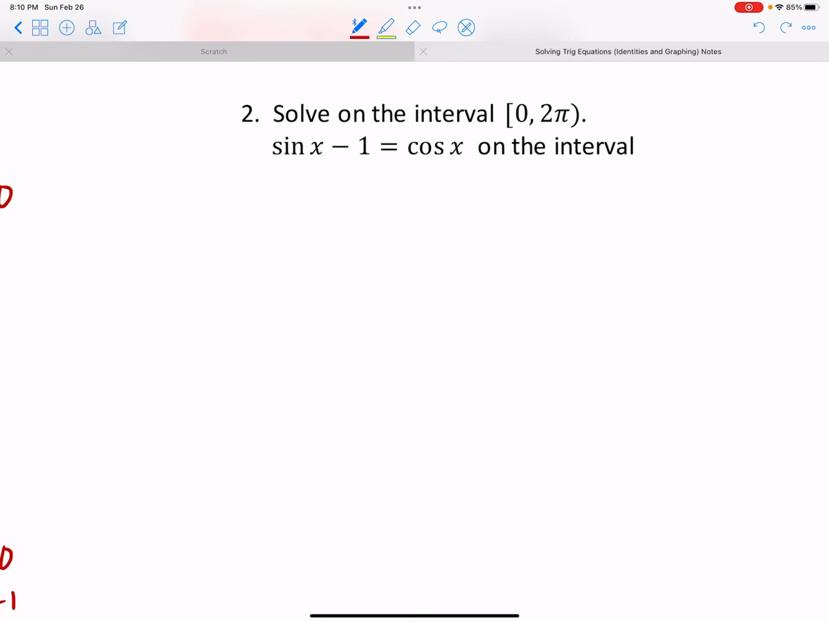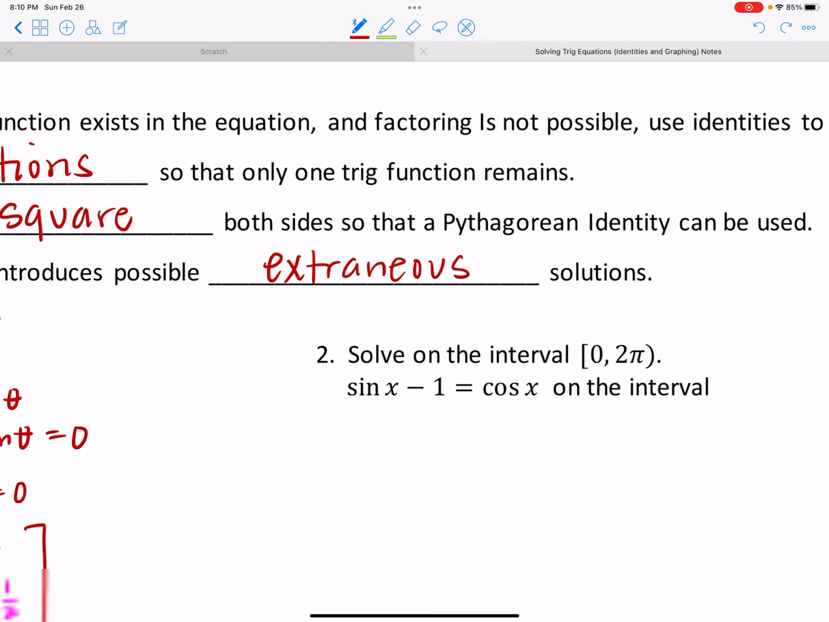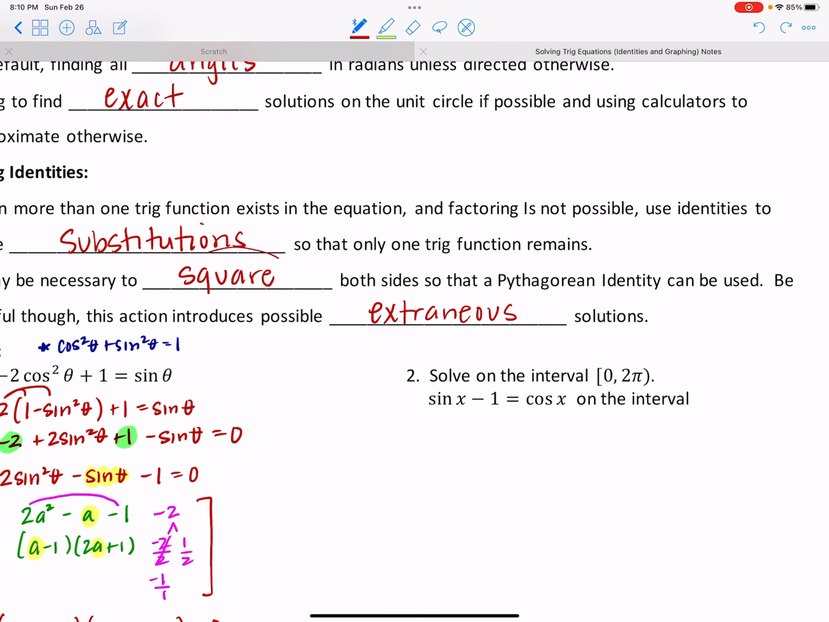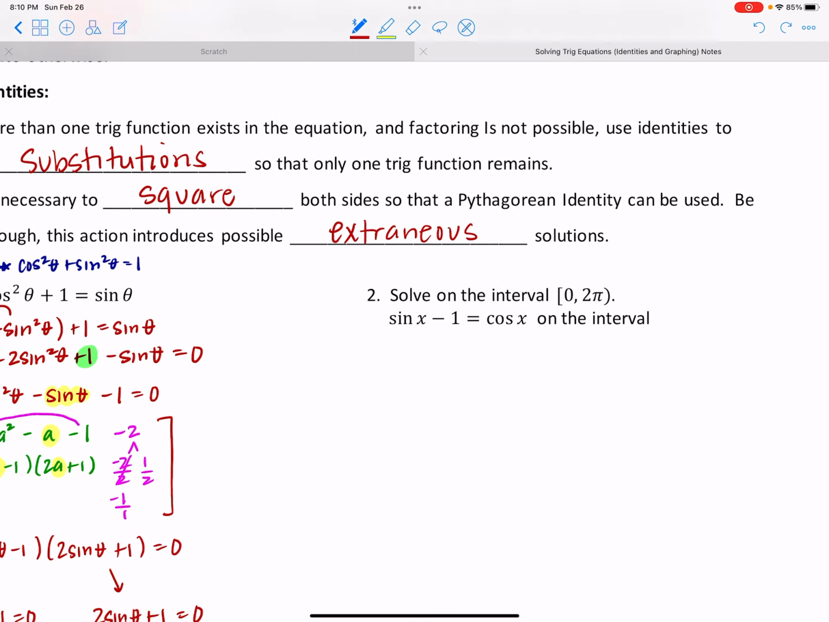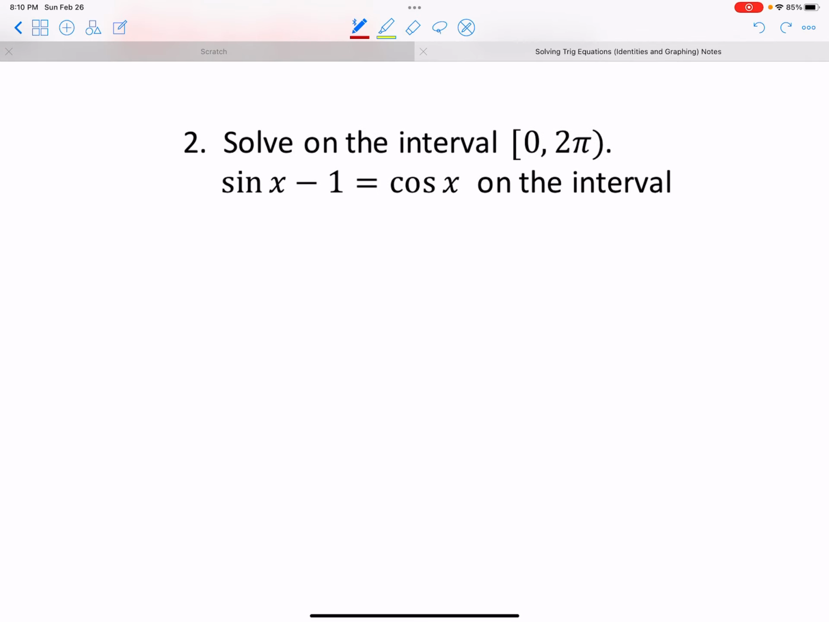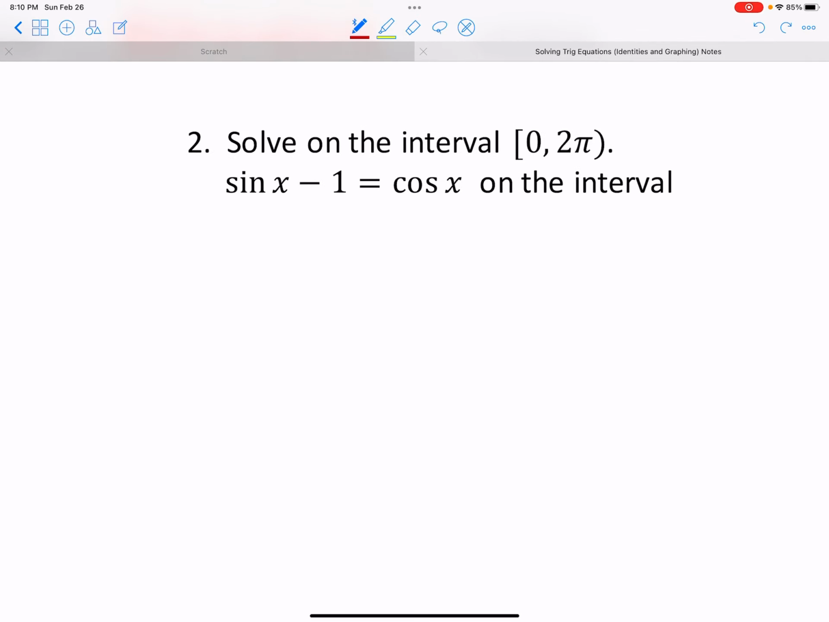So I can't get rid of one thing and get this equation in terms of just one trig function. So this is a case like what I mentioned in this second bullet, where we want to square both sides. Because if I have a sine squared or a cosine squared, I can use that Pythagorean identity to make a substitution. So I'm going to square both sides of my equation, square here and square here. This means I have to multiply a sine of x minus 1 by itself. So we have to be careful with that work. On the other side, cosine times cosine is just cosine squared, so that's not a big deal.